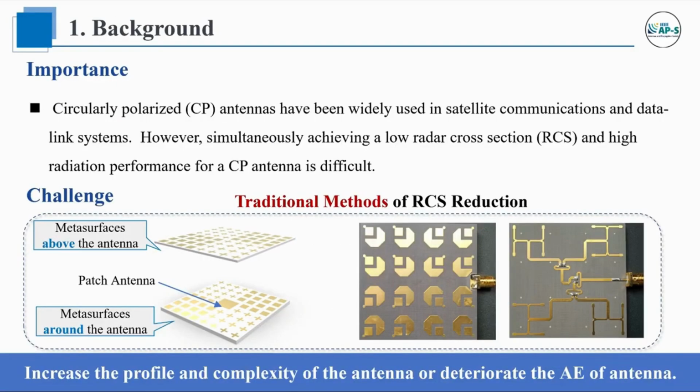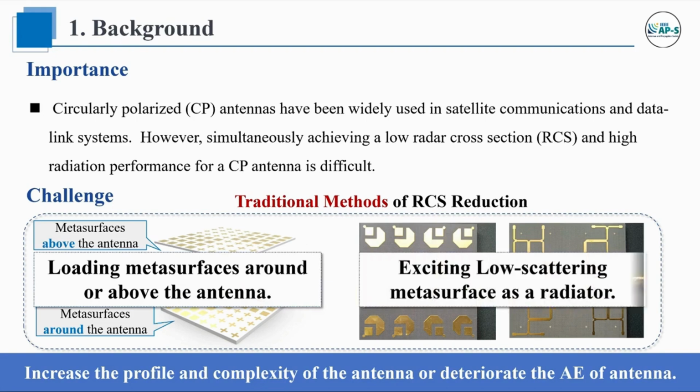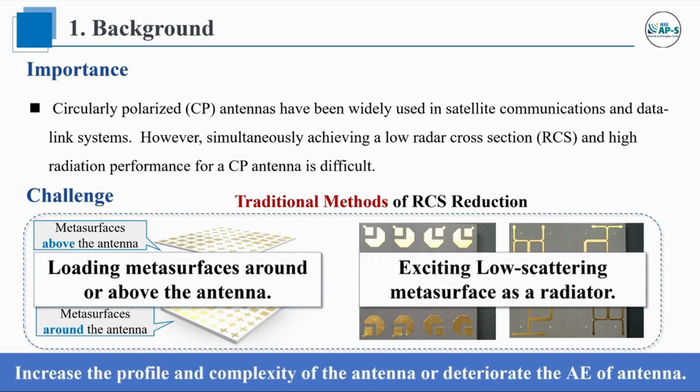Circularly polarized antennas have been widely used in satellite communications and data link systems. However, simultaneously achieving a low radar cross-section and high radiation performance for a CP antenna is difficult. In the past few years, several methods have been proposed to reduce the RCS of CP antennas, such as loading metasurfaces around or above the antenna and exciting a low-scattering metasurface as a radiator. However, these methods will increase the profile and complexity of the antenna or deteriorate the aperture efficiency of the antenna.